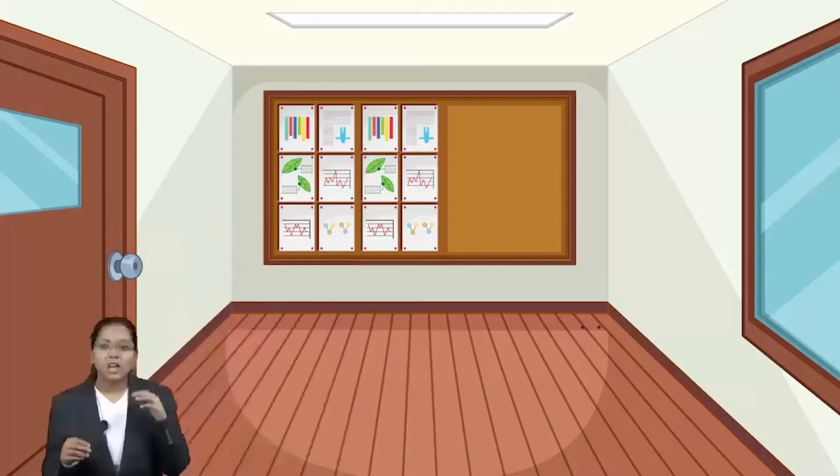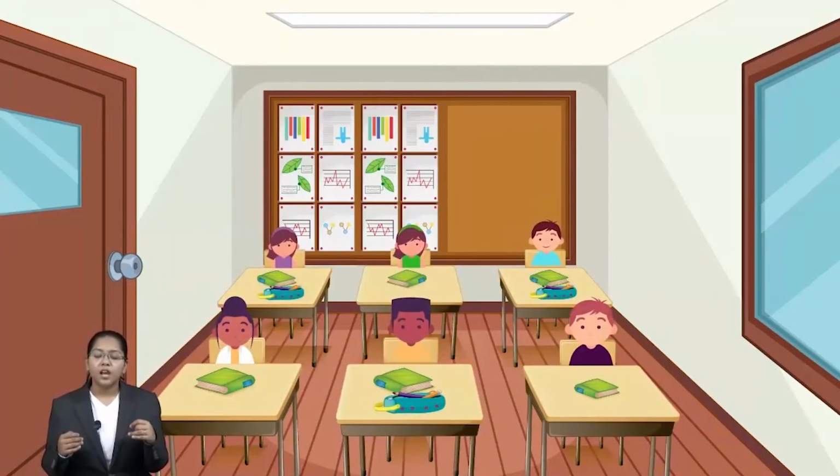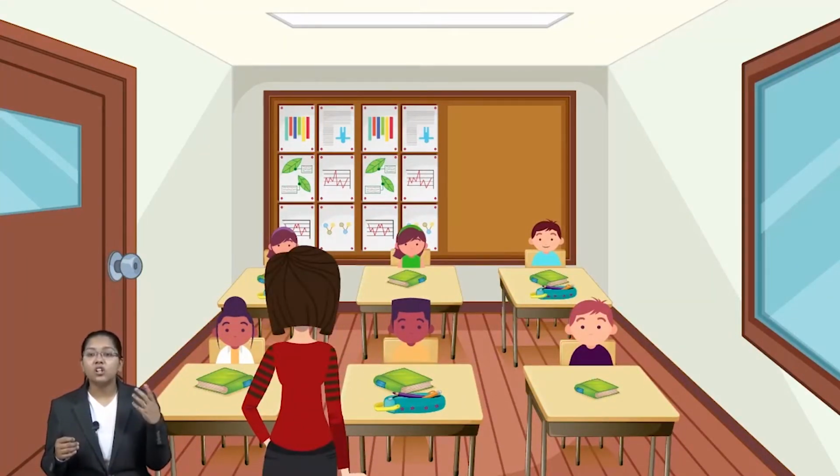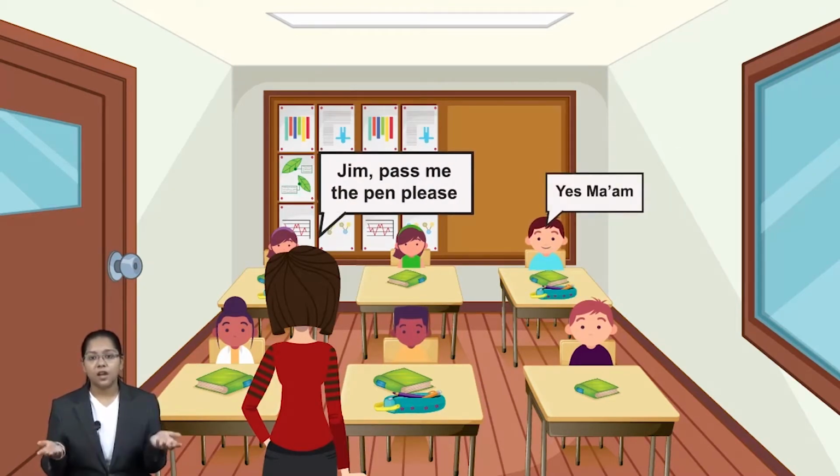Firstly, let's take an example. Here I have a classroom and there are many students. The teacher came and called Jim, because she was the class teacher and she knew the names of all the students. So she directly called Jim and told him to give her a pen. This was my first scenario. The teacher knew the names and was only concerned with Jim, so she directly called Jim and the task was done.